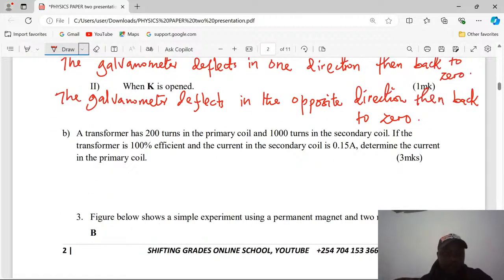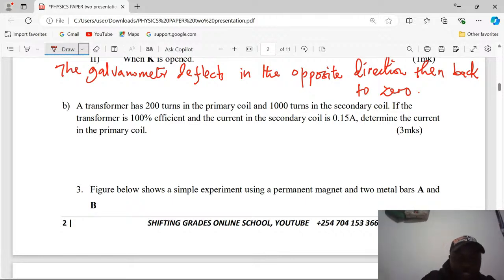Part B. A transformer has 200 turns in the primary coil and 1,000 turns in the secondary coil. If the transformer is 100% efficient and the current in the secondary coil is 0.15 amperes, determine the current in the primary coil. So what we are supposed to know is that there is what we call the transformer equation.